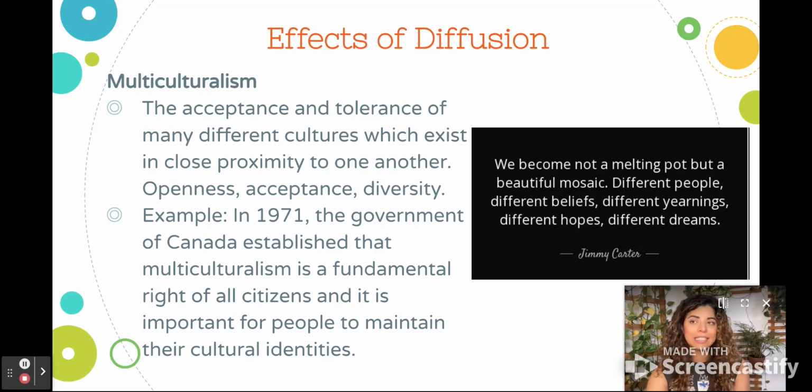So this is giving value, right, to people of different backgrounds, to people of different traditions, to people of varying values and norms. So this is one quote here. "We become not a melting pot, but a beautiful mosaic. Different people, different beliefs, different yearnings, different hopes, different dreams." So again, not trying to mesh everybody together to be the same, but more like a mosaic where we have a bunch of little individual pieces that then create a gorgeous image, right? That is kind of the underlying concept of multiculturalism.